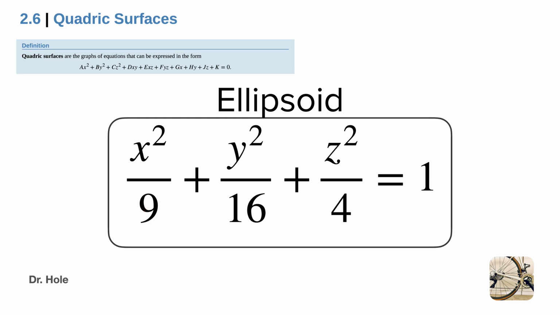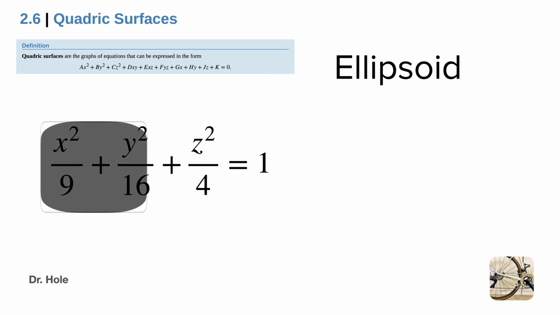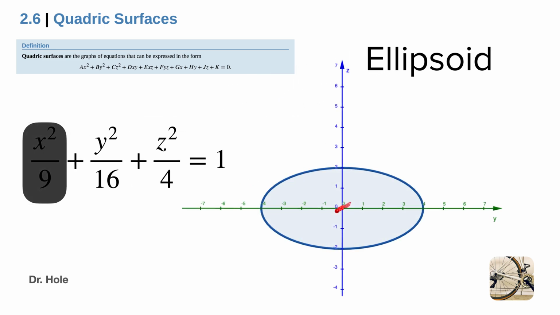To see how the sphere morphs, let's go ahead and consider traces. In the equation, I've gone ahead and I've covered up the x term. Here I have graphed in the yz plane an ellipse.